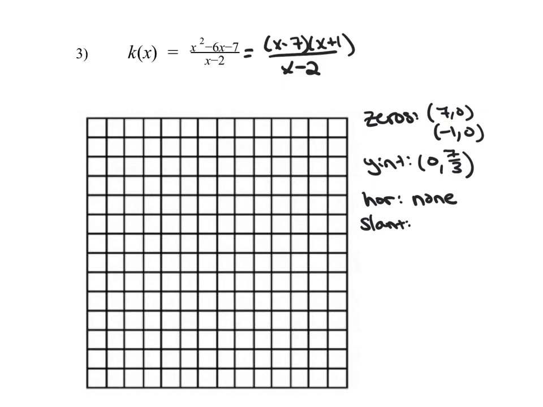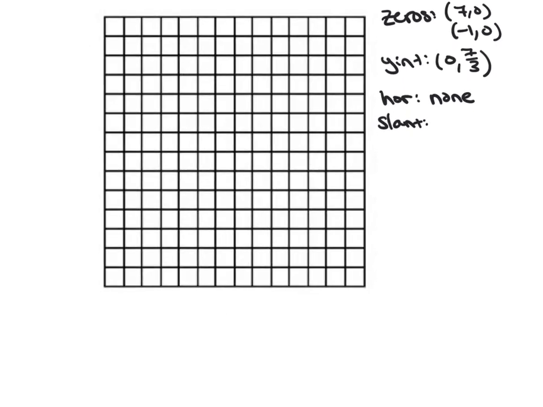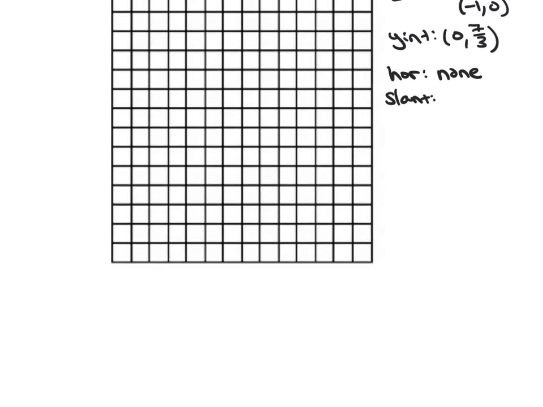And the way that we're going to find our slant asymptote is we're going to do some division. So we have to divide the numerator by the denominator. You can do that using polynomial long division, or you can use synthetic division. To use synthetic division, you look at the x minus 2, and you figure out what makes that equal 0, and obviously that's 2. So that's what goes here. And then you write down the coefficients of the numerator. So 1, negative 6, negative 7.